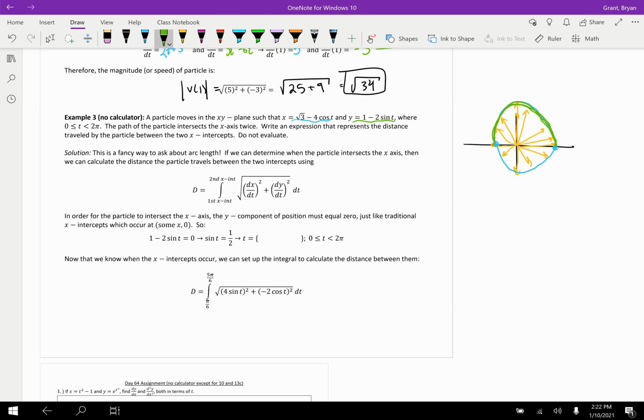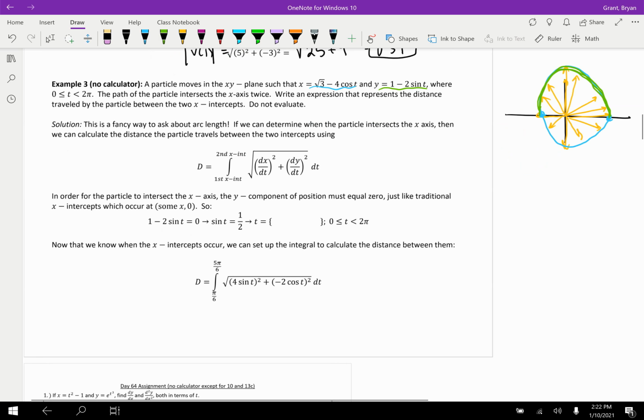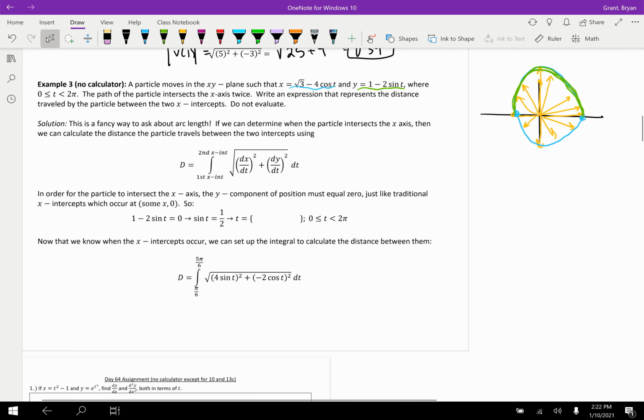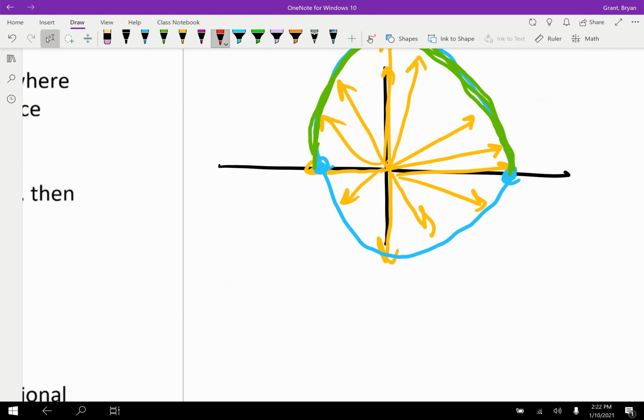And so the first thing we're going to need to do is determine what time value starts us off and what time value ends us. And then once we know our time values, we can just use our arc length formula. Okay, well, in order for the particle to intersect the x-axis, and let's focus on this over here, and I'll show the 2 vectors. So here's my first one, and here's my second one.